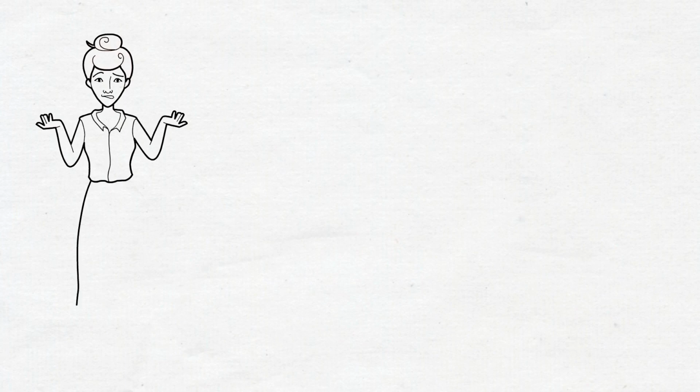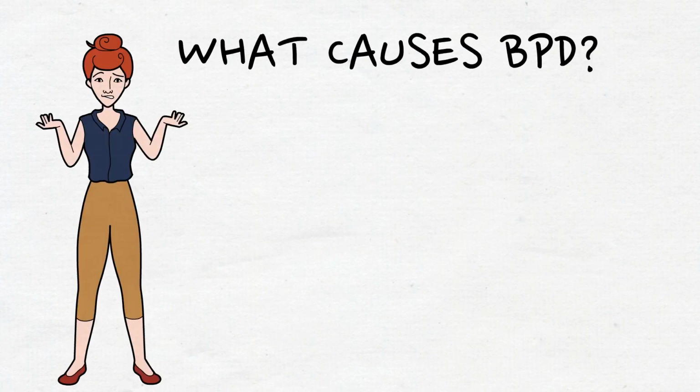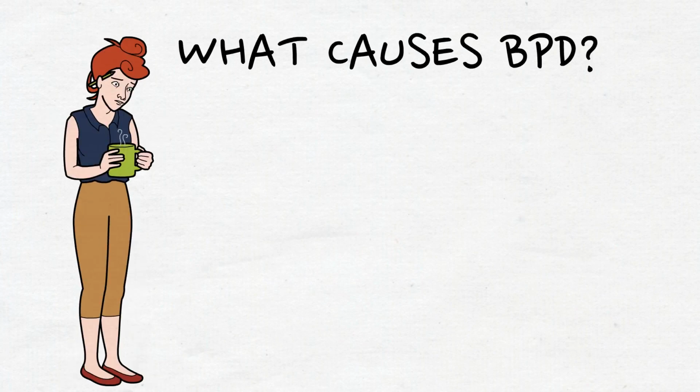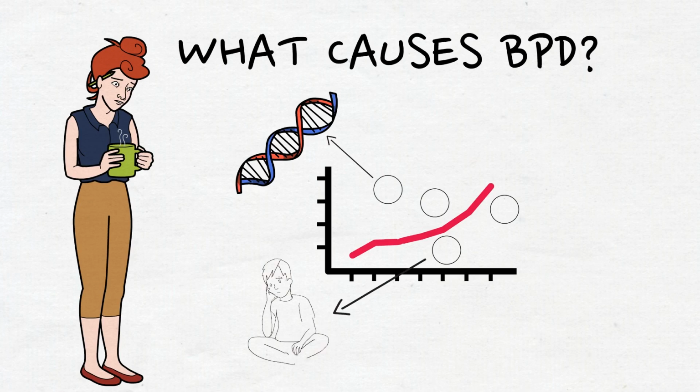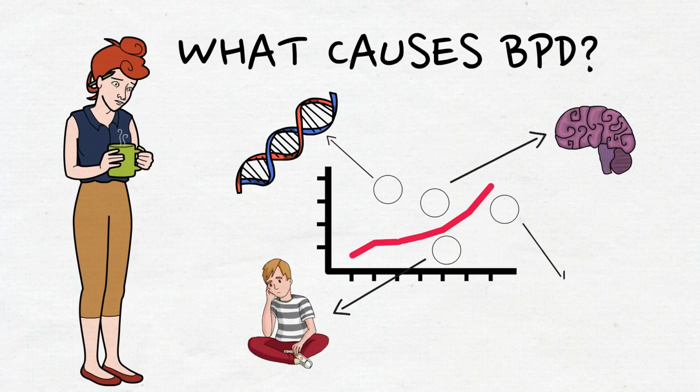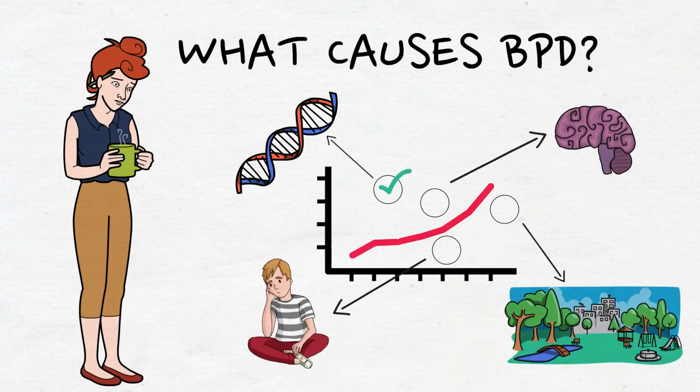So, the big question, what causes BPD? The answer is not very straightforward. Several factors can contribute to the development of BPD, including genetics, childhood trauma, brain chemistry, and even environmental factors. And we'll dive a little deeper into each of these factors.